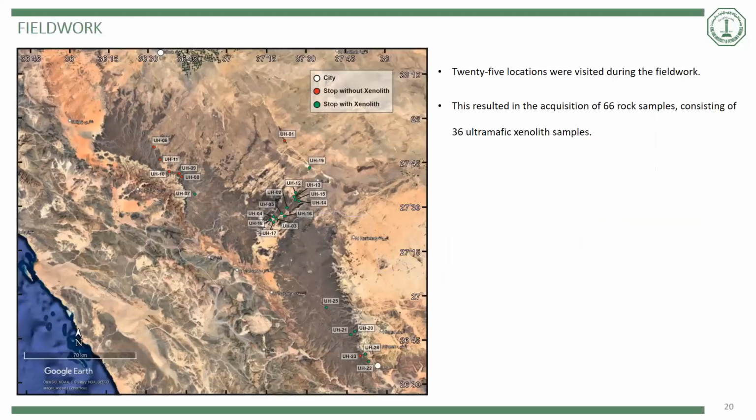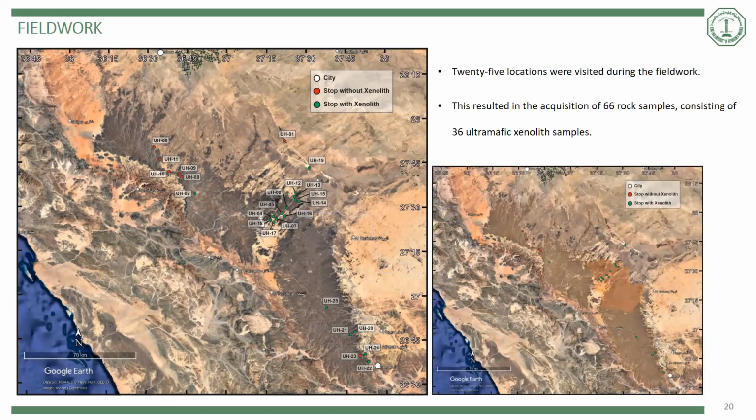So the fourth part of the presentation will be preliminary results. Field work performed in late 2020 under guidance of Dr. Scott and Mr. Mutasim and fellow colleagues in CPG resulted in 25 locations visited. And this resulted also in acquisition of 66 rock samples, and among them 36 xenolith samples, as you can see in the map here.